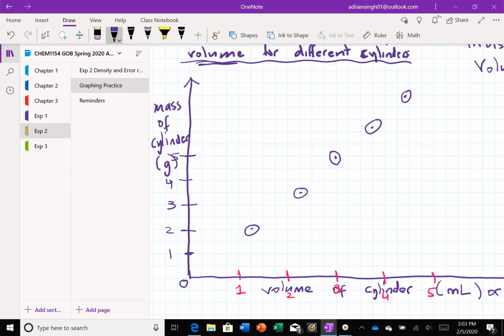So you want to use a ruler when you do this. The line that you draw of best fit must go through the origin, and you want to make sure that it goes through as many of those data points as possible. Now I'm doing mine freehand. You want to use a ruler to draw your line of best fit. All right, and then this here is for your metal cylinder. So I'm going to put a little legend somewhere. This data point here is for my metal cylinder.